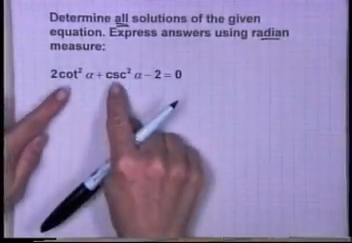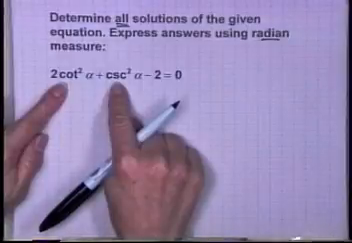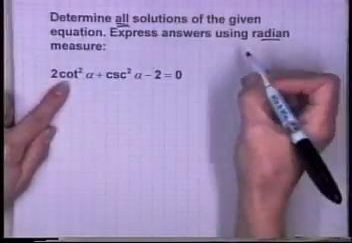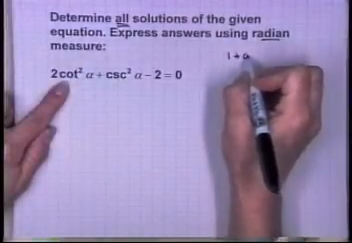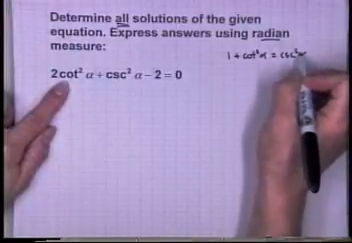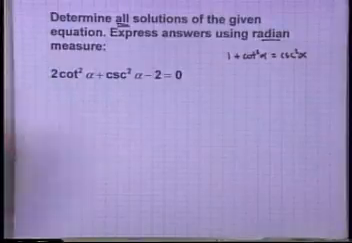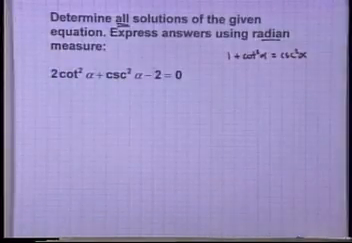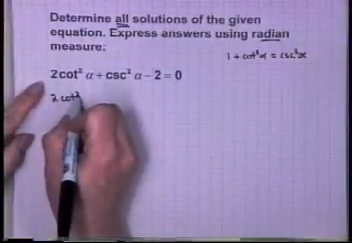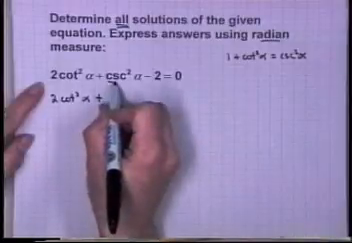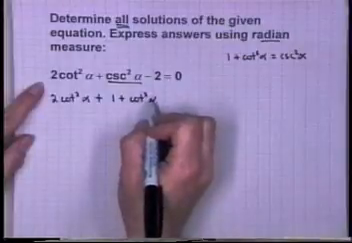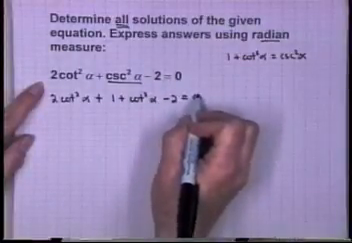I have two different trig functions. Notice these are both squared. Are you thinking about the identity that I'm thinking about? 1 plus cotangent squared alpha equals cosecant squared alpha. Remember that identity? 1 plus cotangent squared equals cosecant squared. So what I'm going to do here is bring down this 2 cotangent squared alpha. In place of this cosecant squared alpha, I'm going to put 1 plus cotangent squared alpha. Bring down the minus 2 equals 0.